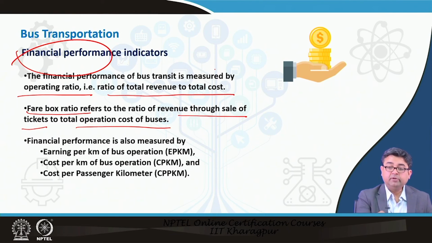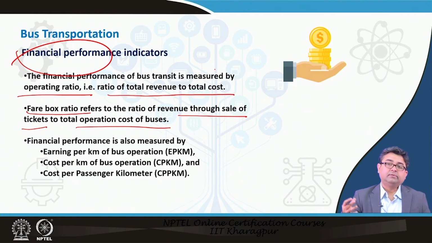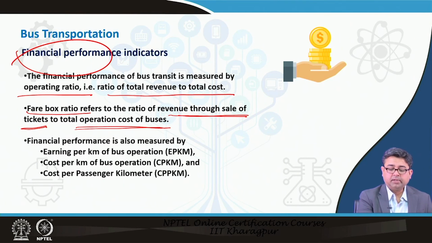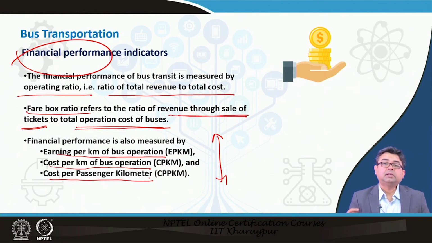Sometimes you get revenues through means other than sale of tickets as well. For example, you may get revenues through advertising on the bus. You will see a lot of advertisements pasted on the bus. Whereas, the fare box ratio tells you how much revenue you get through the sale of tickets relative to the total operating cost of the buses. Similarly, there are other financial performance indicators which are easy to measure: earnings per kilometer of bus operation, cost per kilometer of bus operation, and cost per passenger-kilometer. These are again different indicators used to understand how well your bus service is performing.